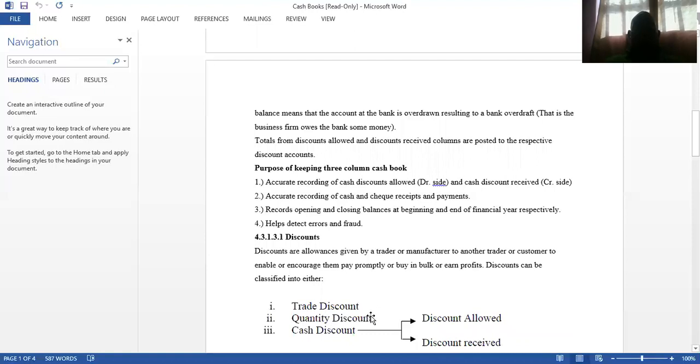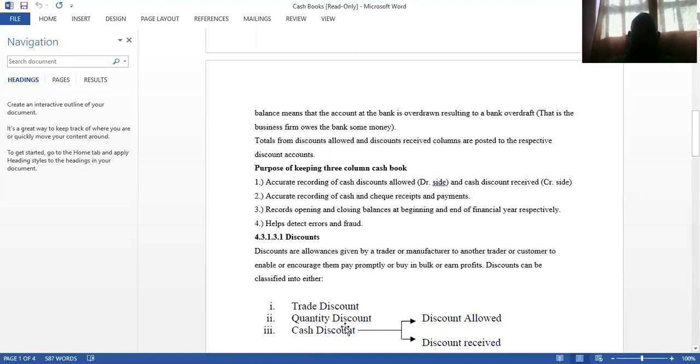Then we have got the quantity discount. Quantity discount is normally given to people who buy goods in bulk, who buy goods in large quantity, or to motivate people to buy goods in large quantity. The more you buy, the higher the discount. That discount that is attached to the quantity that you buy is known as the quantity discount.